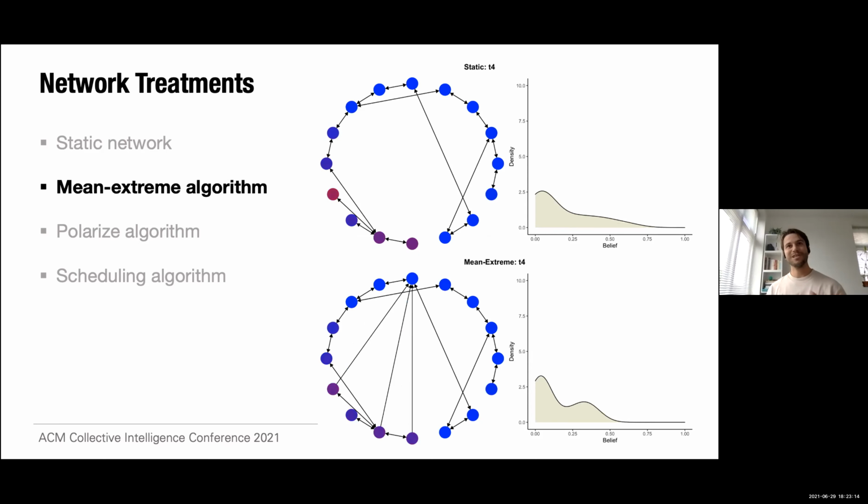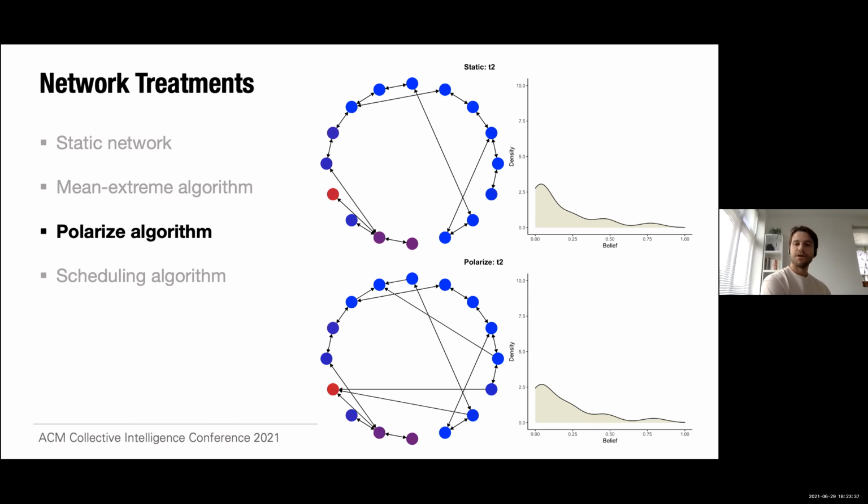Now, you don't need to get the nuts and bolts of it for the purpose of this talk. The main thing to understand is simply that this algorithm effectively steers social influence in a way to rein in outlying beliefs, which you can see in the distribution plots on the right, comparing the experimental treatment on the bottom to an otherwise matched static treatment on the top.